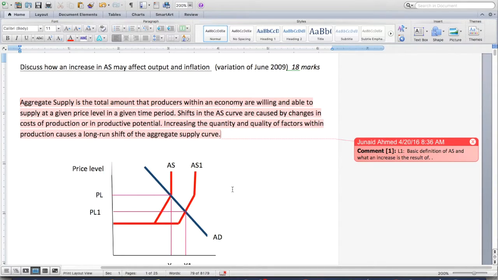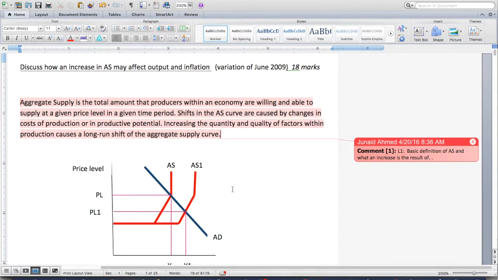It's the total amount that producers within an economy are willing and able to supply at a given price level in a given time period. Shifts in the AS curve are caused by changes in cost of production or in productive potential. Increasing the quantity and quality of factors within production causes a long-run shift of the aggregate supply curve.